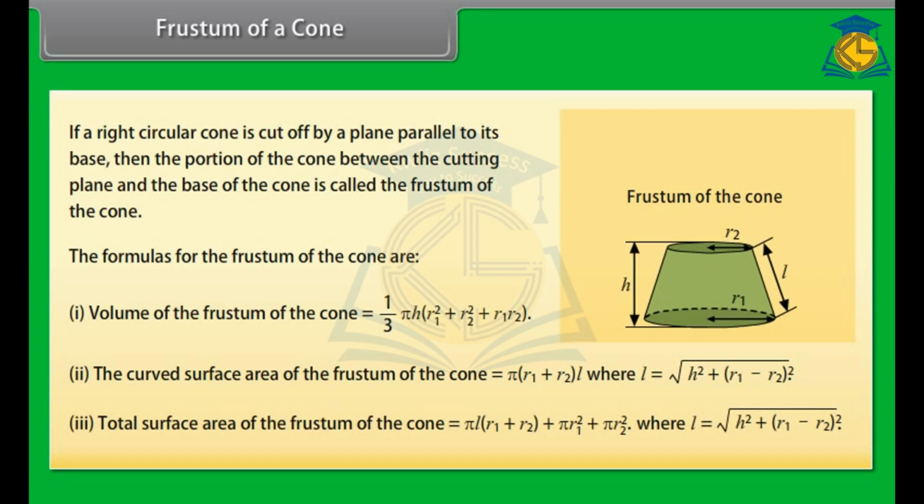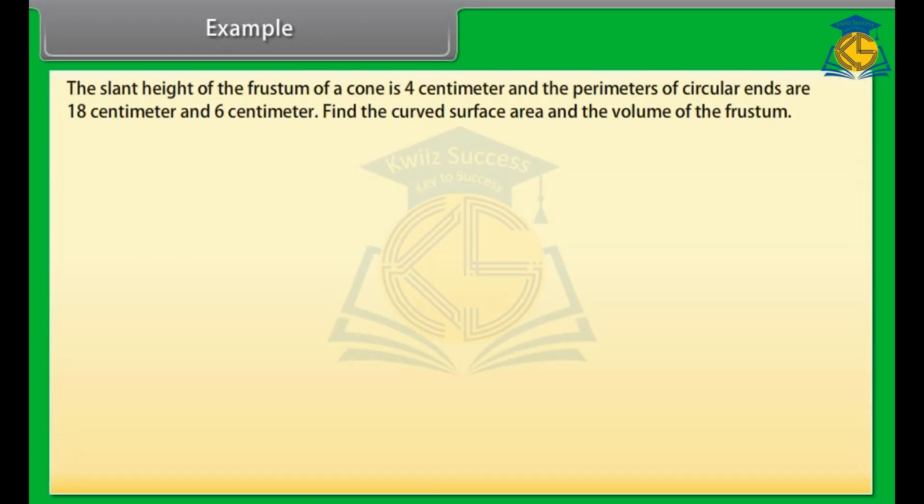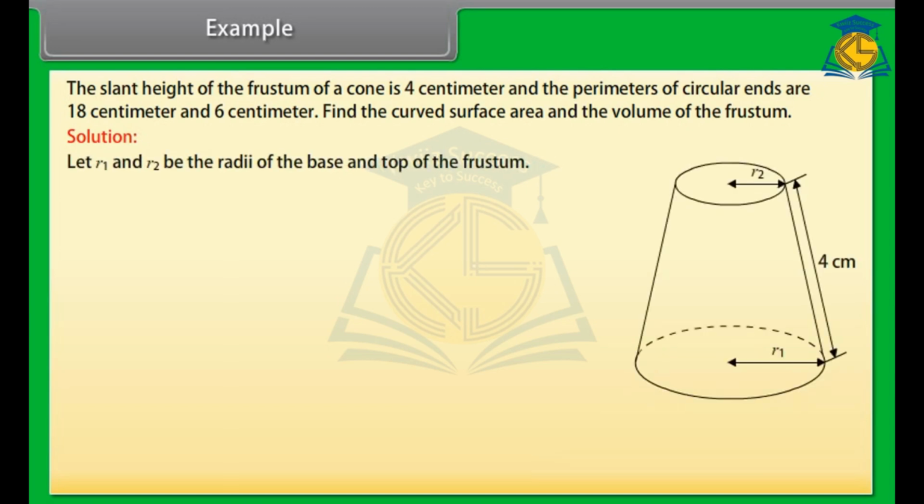We will find the volume and the surface area of the frustum of the cone using these formulas in the next screen. Example. The slant height of the frustum of a cone is 4 cm and the perimeters of circular ends are 18 cm and 6 cm. Find the curved surface area and the volume of the frustum.